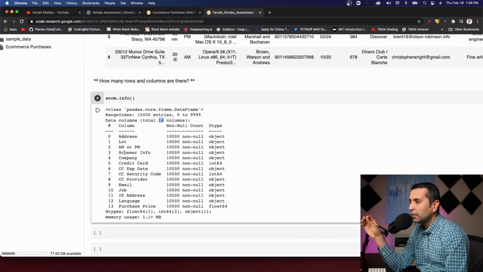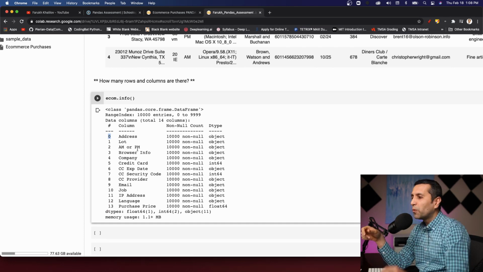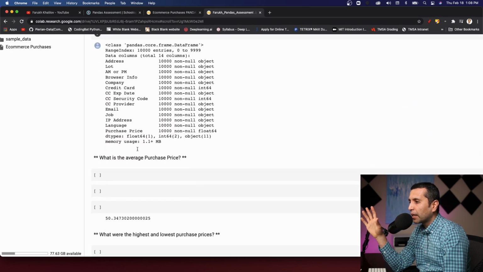Or I can see it in a different way. So I have an address, I have a lot, AM, PM, and all the way to the purchase. So in total I have 14. It says 13 here because it started from 0. Perfect. That is good. So what is next? Let's go ahead and analyze them one by one.